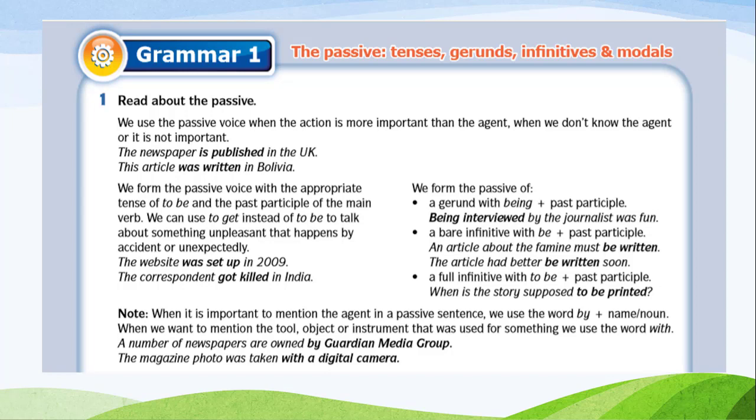Example, a number of newspapers are owned by Guardian Media Group. By Guardian Media Group, so by followed by noun, proper noun. Next one, the magazine photo was taken with a digital camera. With a digital camera is an instrument or maybe a tool to take the photo.